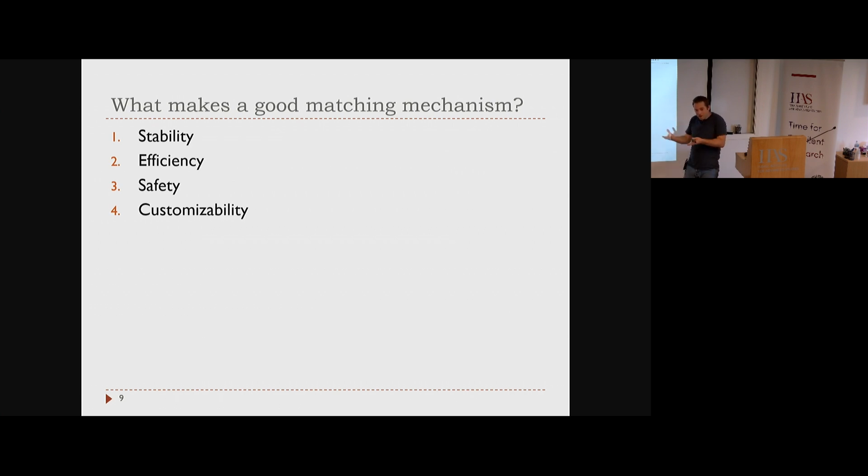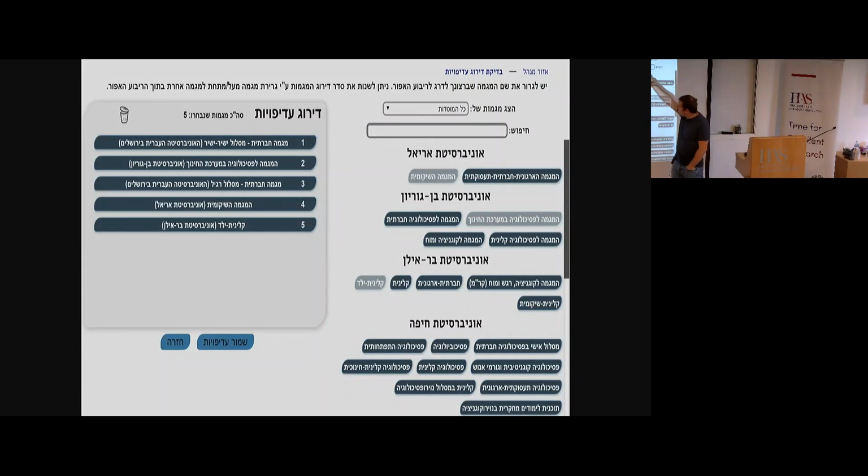Okay, so efficient in the sense that no grave errors are being made here. I'm not being formal about it. By safety, I mean that it would be safe for me to reveal my true preferences. It would be easy for me to say that this is really my preference and not do some kind of manipulation in order to try to get a better outcome from the matching mechanism.